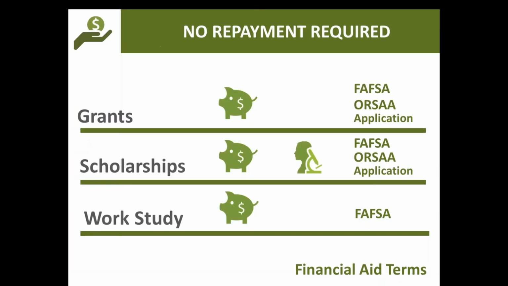Some other financial aid terms that you're going to hear quite often are things like grants, scholarships, and potentially work study. These three financial aid terms do not require any repayment. If you are awarded a grant, whether it's the federal Pell Grant or some of the other OSAC grants we're going to talk about, these do not have to be repaid. The same with scholarships as well as work study. Scholarships oftentimes can either be need-based or merit-based, so sometimes you don't have to show financial need to receive a scholarship.